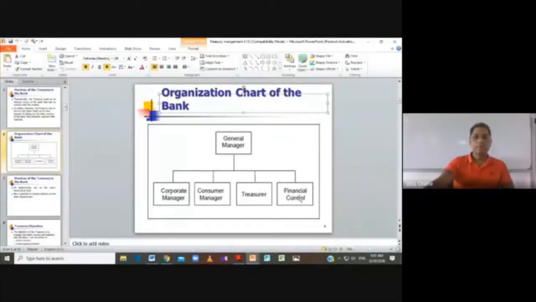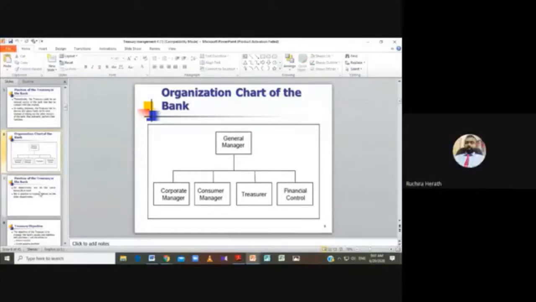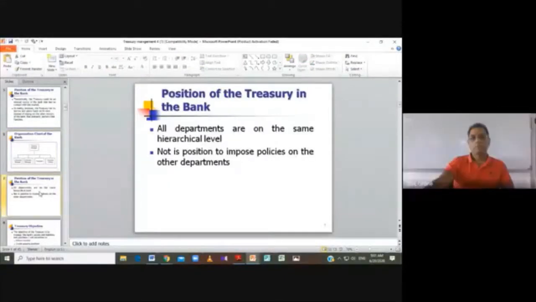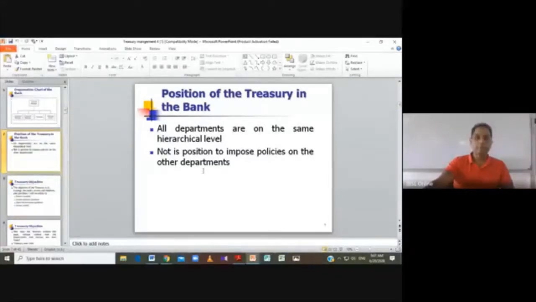So there is independence in the way the organization is structured. Is that clear? Yes. Yeah. As I mentioned, with the same hierarchy, one department doesn't impose policy on the other. Basically, each one has its own role, and there is no conflict. Let me put it that way.